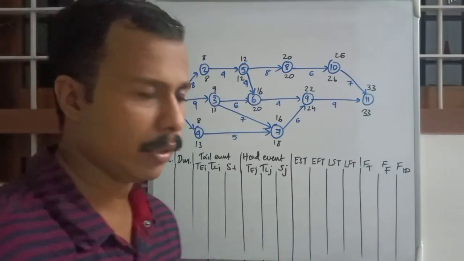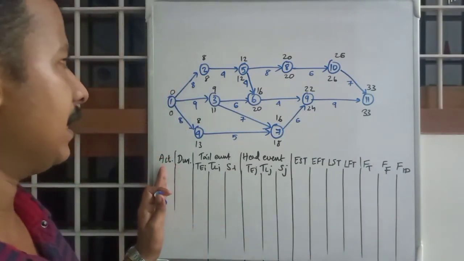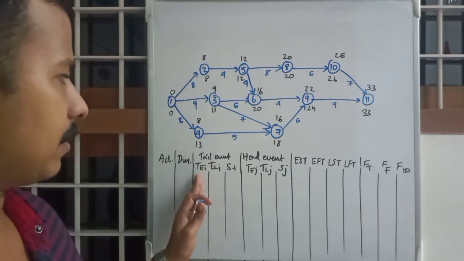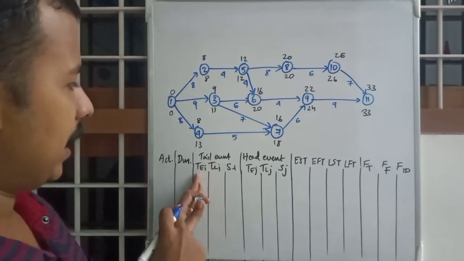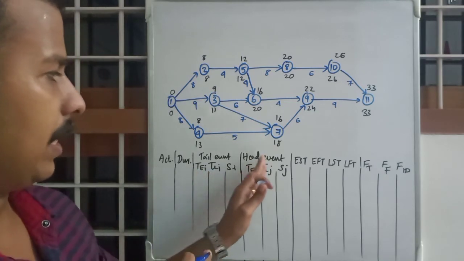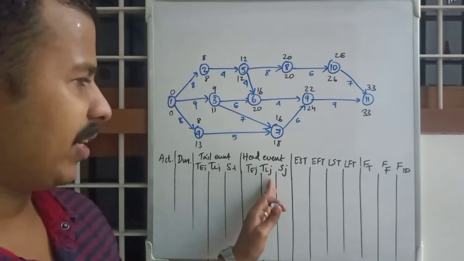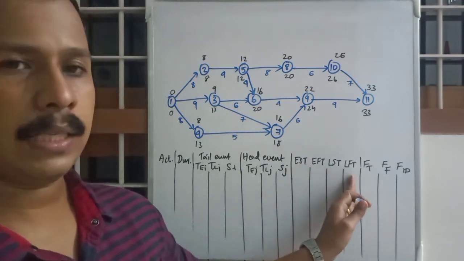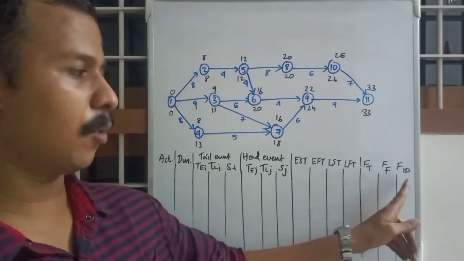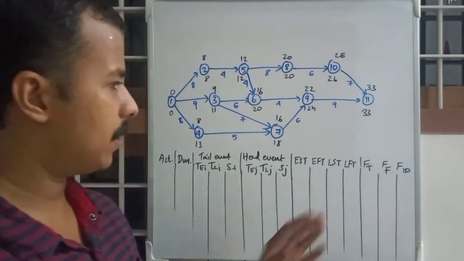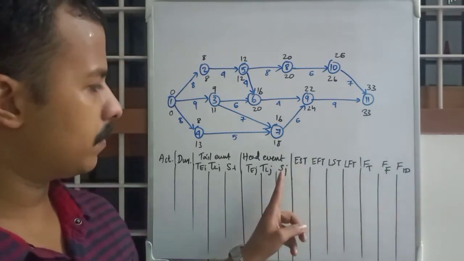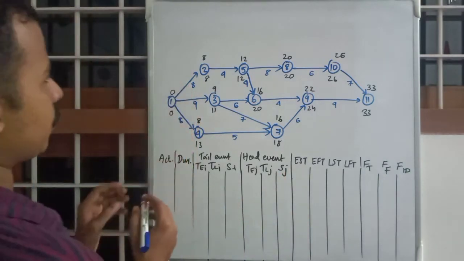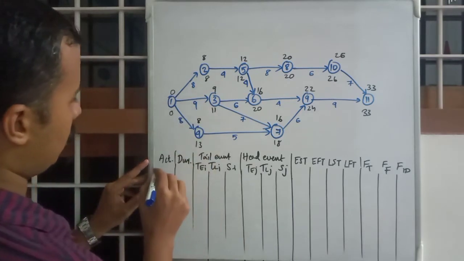So this is the table. We have activity, duration, tail event values, that is TEI, TLI, SI, head event TEJ, TLJ, SJ, slack values, then 4 activity times and 3 floats. Okay, and obviously the fourth float is not included because we know that is SJ. Okay, and we will try to write one by one.